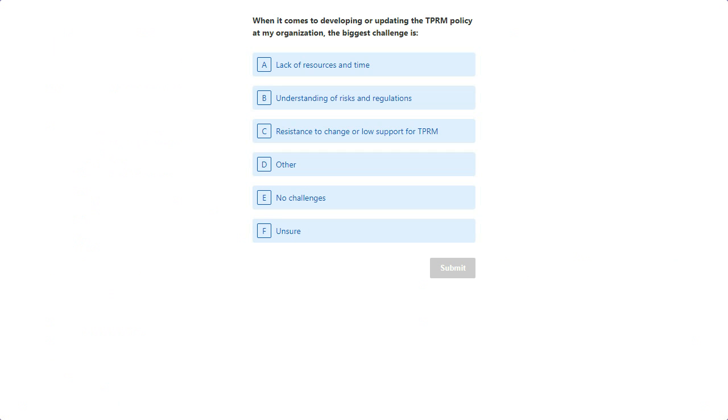Our third and final poll question is, when it comes to developing or updating the third-party risk management policy at my organization, the biggest challenge is: a lack of resources or time, understanding of risk and regulations, resistance to change or low support for third-party risk management, other, we don't have any challenges, or you're unsure.